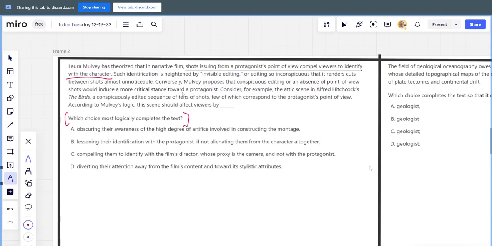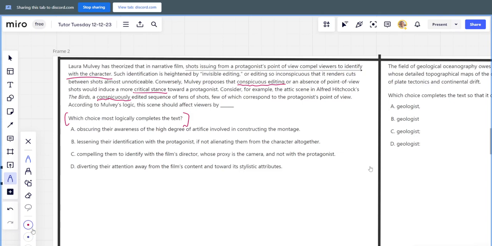So, such identification is heightened by invisible editing, or editing so inconspicuous that it renders cuts between the shots almost unnoticeable. Conversely, Mulvey proposes that conspicuous editing or absence of point of view shots would induce a more critical stance towards a protagonist. Consider, for example, the attic scene in Alfred Hitchcock's The Birds, a conspicuously edited scene, a sequence of tens of shots, few of which correspond to the protagonist's point of view. It's conspicuously edited. According to Mulvey's logic, this scene should affect viewers by blank.